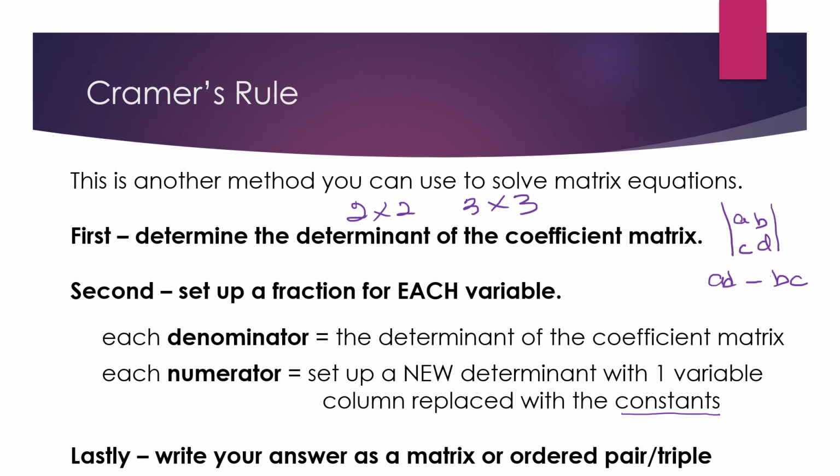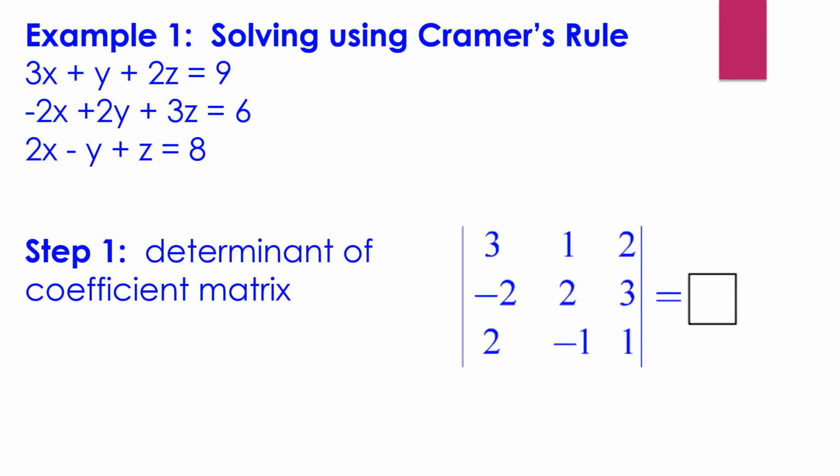We're going to do two 3 by 3s using the graphing calculator, and then we're going to do one 2 by 2 by hand, because usually that's a little bit faster. All right, so our first example, we have 3 equations: 3x plus y plus 2z equals 9, negative 2x plus 2y plus 3z equals 6, and 2x minus y plus z equals 8. So this will create what you see down below, a 3 by 3 matrix.